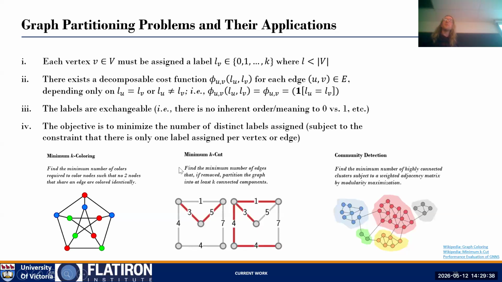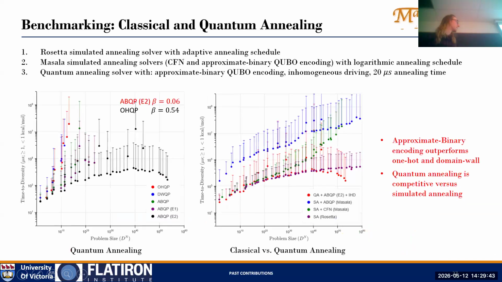The second question. Yes. What is time to diversity? Time to solution is the time required to reach the optimal solution within a cost function. Time to diversity is kind of a funny term, but it refers to the time required to reach a near optimal solution. So in this case, we were looking at solutions that fell within 1 kcal per mole of the known optimal. So as long as you reach a solution within that energy band, that counts.